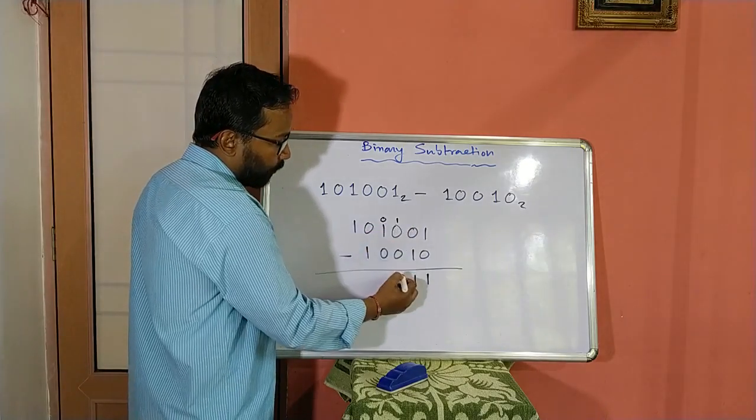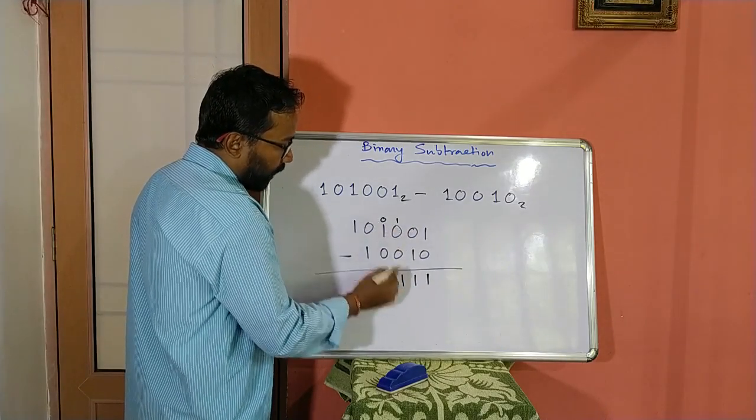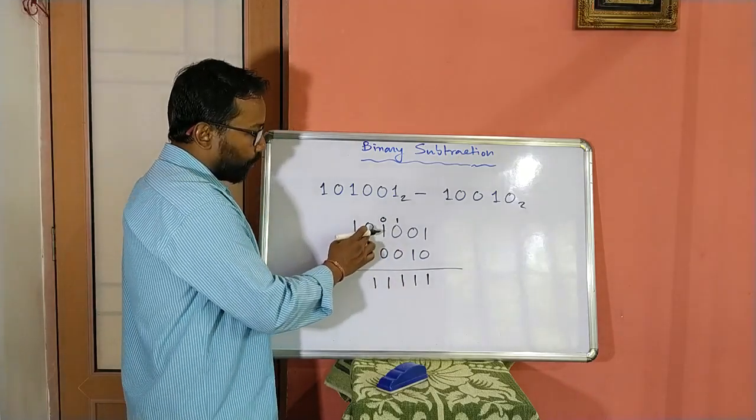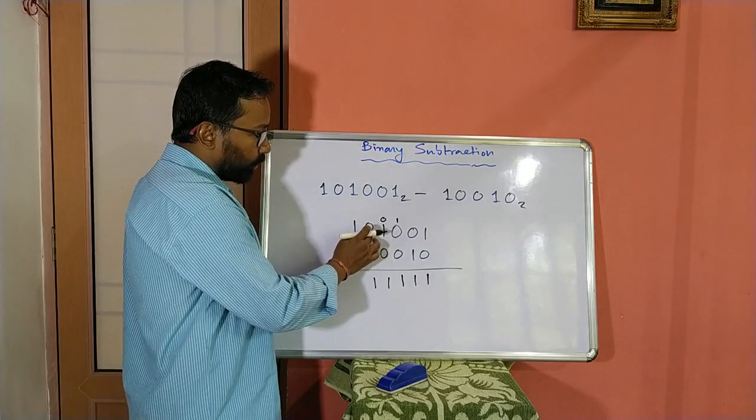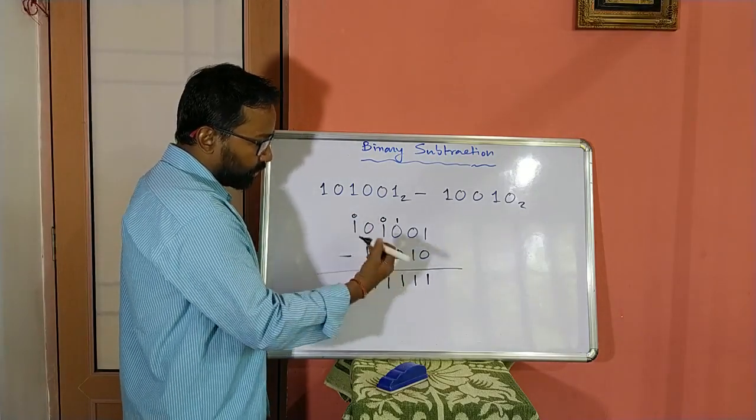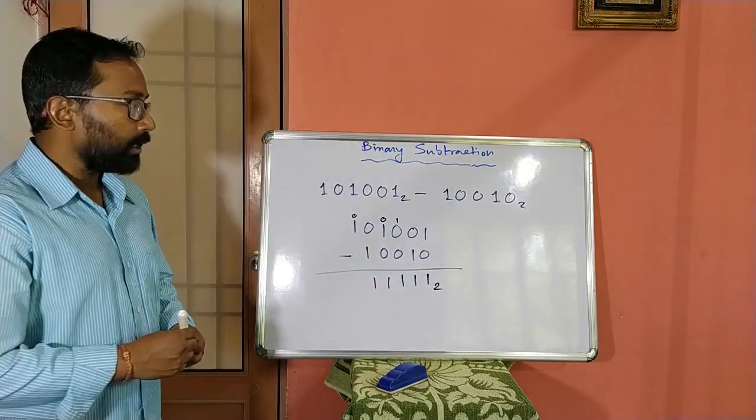So 1 minus 0 is 1, 0 minus 0 is 0, 0 minus 1 is 1. Again that 0 minus 1 situation came. So for that 0 minus 1, before this 0, this is the last one. So this will be replaced by 0, 0, 0. So this is the answer. Clear now?